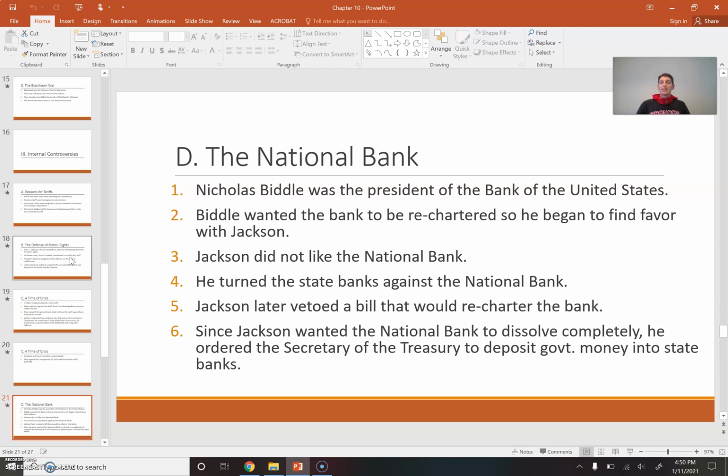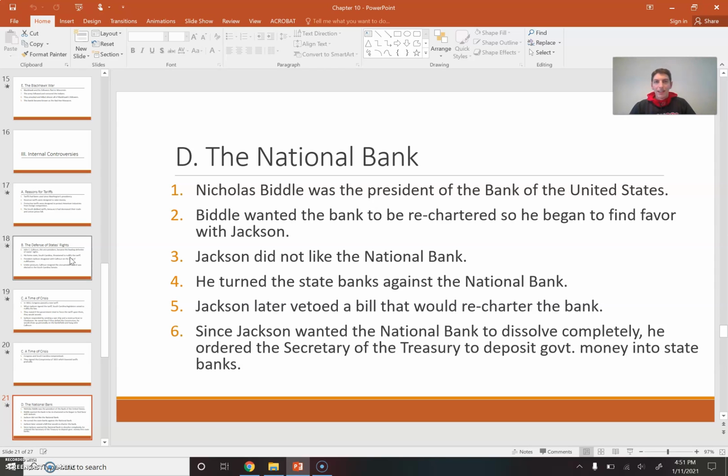And so since Jackson wanted the National Bank to dissolve completely, he ordered the Secretary of the Treasury to deposit government money into state banks. Now, the crazy thing about this is that the Secretary of the Treasury said, I don't have the authority to do so, and if I do, it's going to cause an economic panic. So Jackson fired him. The next Secretary of the Treasury was told, I need you to put this money into these state banks. He said it's going to cause an economic panic, I'm not doing it. Jackson fired him.